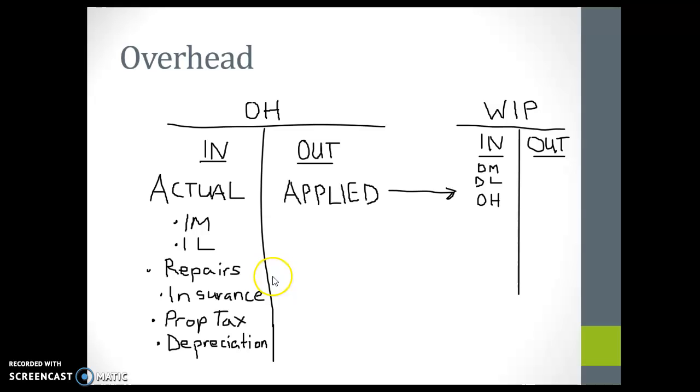Then we're going to figure out how much overhead should be applied to work in process, and that will be done based on a predetermined rate. We multiply it by however many direct labor hours or machine hours, whatever our cost driver is, for each separate job, and that amount of the overhead is applied out of the overhead account and into the work in process account onto that particular job.